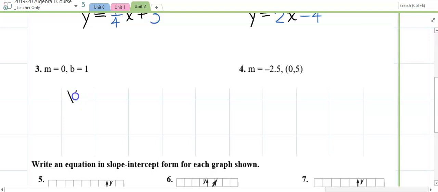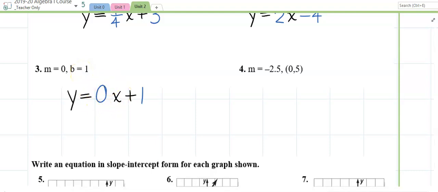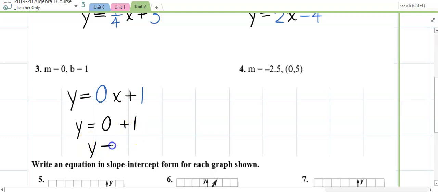This next one, y equals mx plus b. We take out the m and replace it with the m. They told us m equals 0. We take out the b and replace it with the b. But we could simplify this. What is 0 times x? It's just 0 plus 1. And we can simplify that further to be simply y equals 1 for our final answer. When you can simplify, it's always best to simplify.